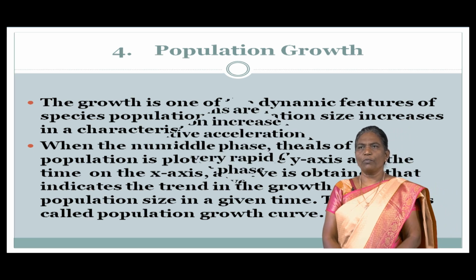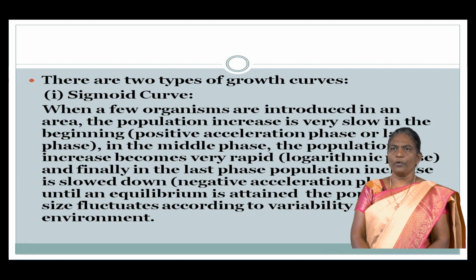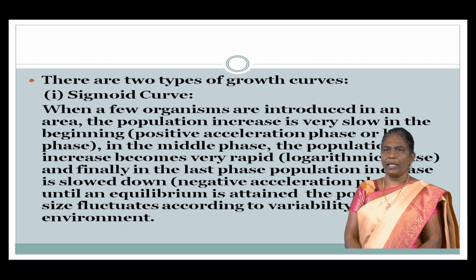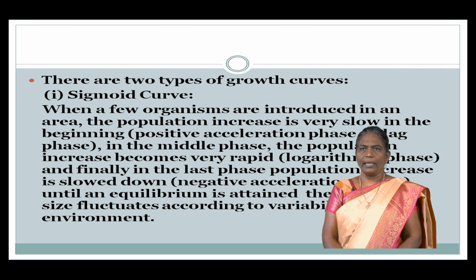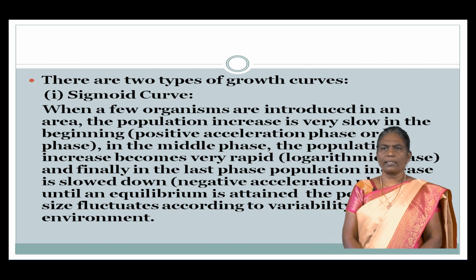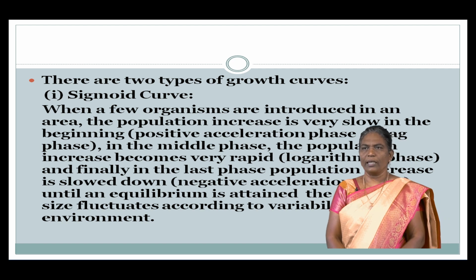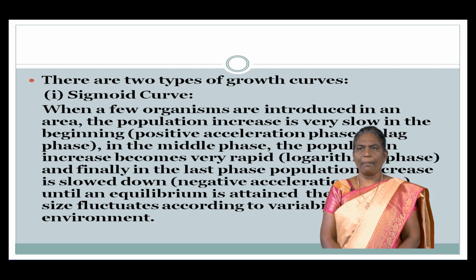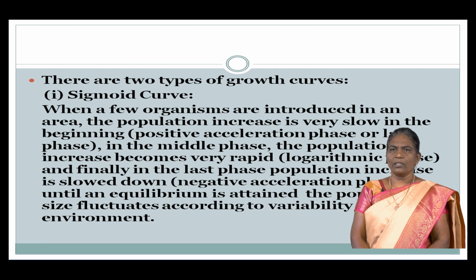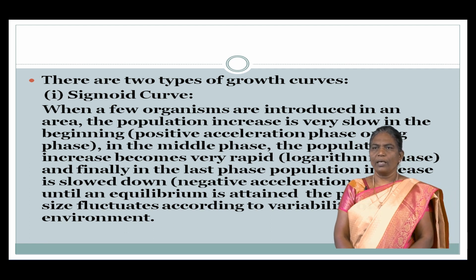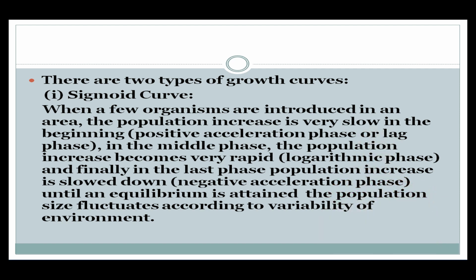There are two types of growth curves. Number one is sigmoid curve. When a few organisms are introduced in an area, the population increase is very slow in the beginning. That is called positive acceleration phase or lag phase. In the middle phase, the population increase becomes very rapid. This is called logarithmic phase. And finally, in the last phase, the population increase is slowed down. That is called negative acceleration phase.